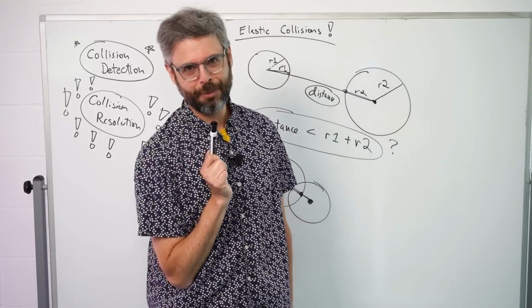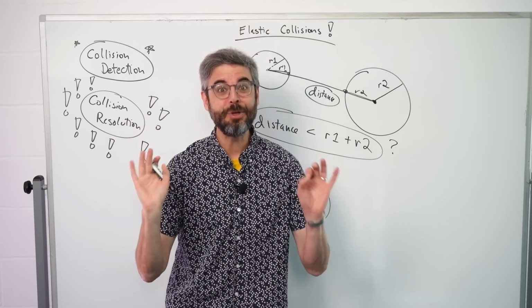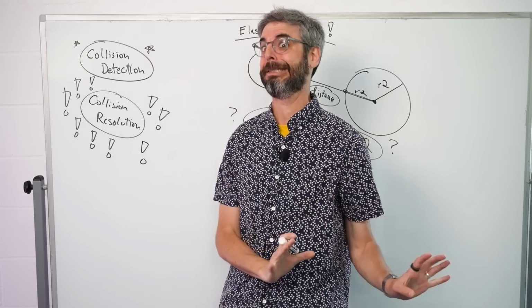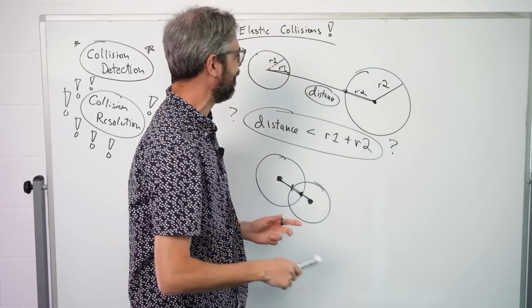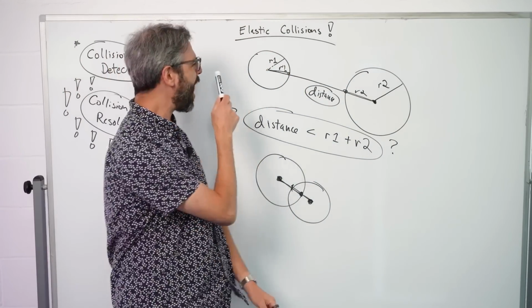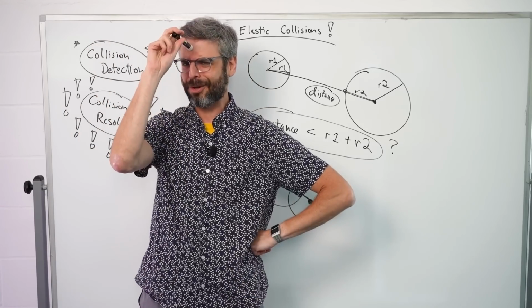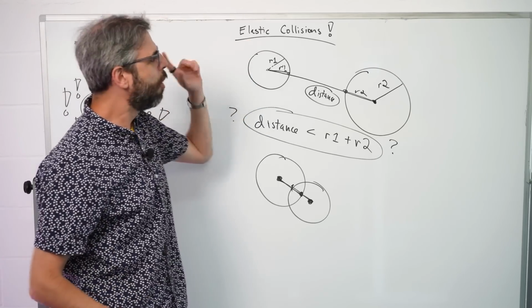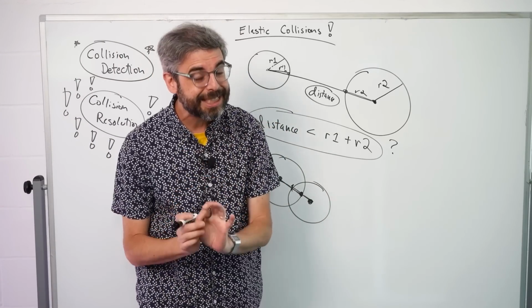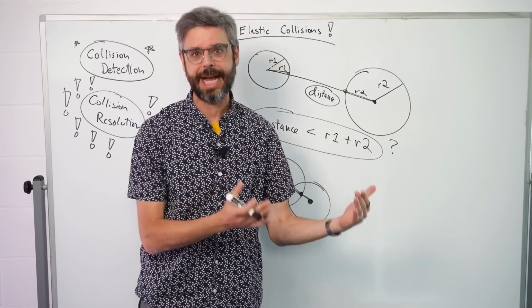To talk about collision resolution, I need to introduce some new concepts that I don't actually get into in the Nature of Code book. Are you glad that you stuck with me so far in this video? I hope so. So I probably said at some point earlier the word elastic, and I certainly wrote it on the board here. What do I mean by an elastic collision versus an inelastic collision?